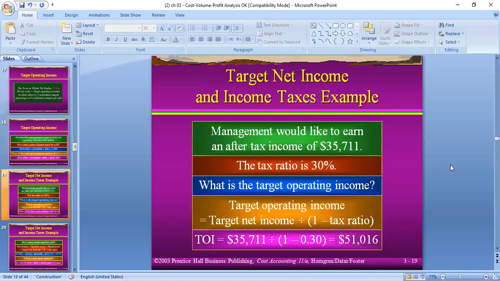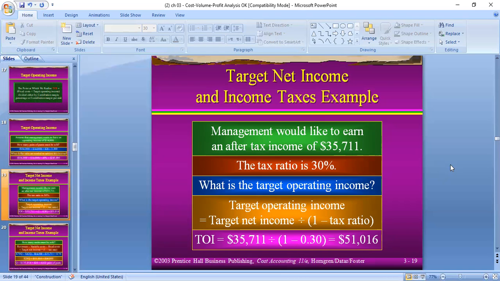Now, target net income and income tax example. I told you also, for target operating income, just add the operating income to the fixed cost in the numerator, and divide by 28 or 40% to get the quantity or value at which you will realize the target operating income. But suppose that I don't want operating income, I want a net income. This means after-tax income.